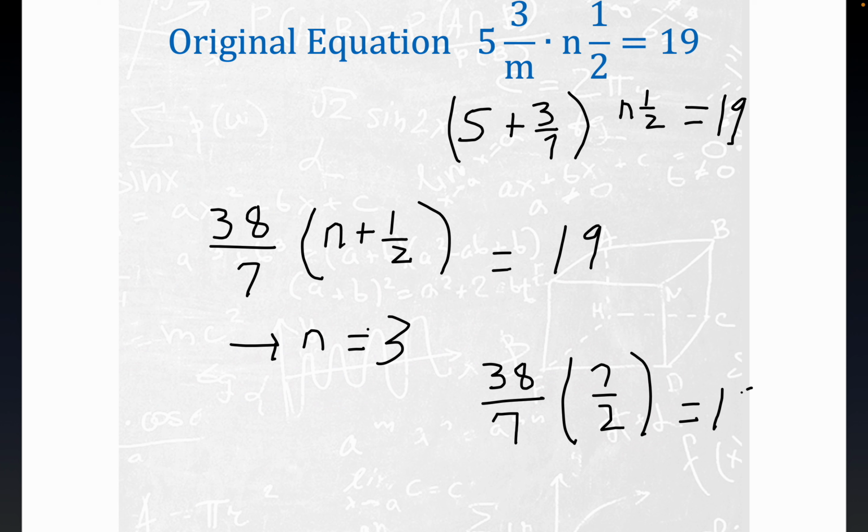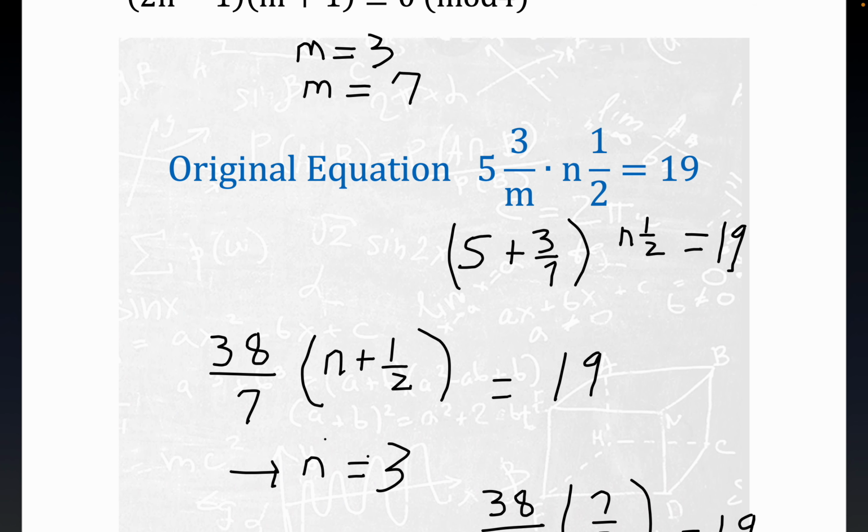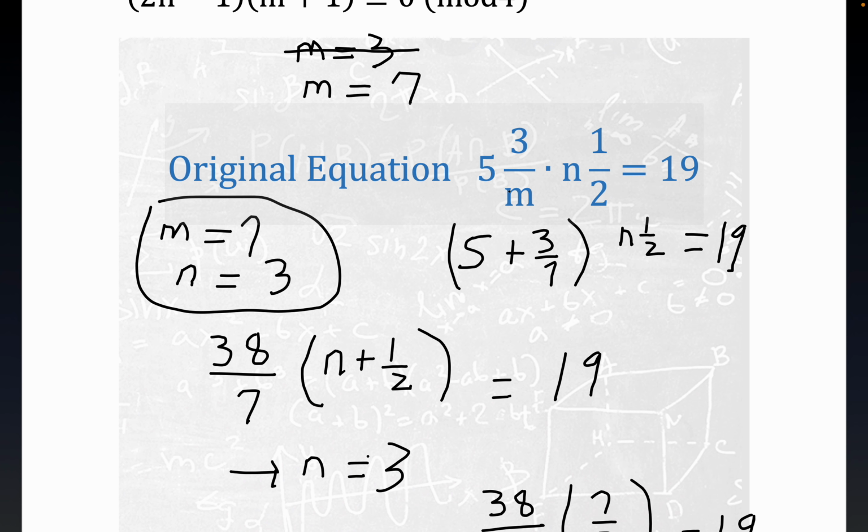So what we've shown here using modular arithmetic is that m equals 7. Remember, we had to rule the other one out, m equals 3. But m equals 7 and n equals 3 are the solutions. And this would have been tough to do in a 15-minute interview time slot or whatever they give you to take these tests. But m equals 7, n equals 3 are solutions to the original equation.